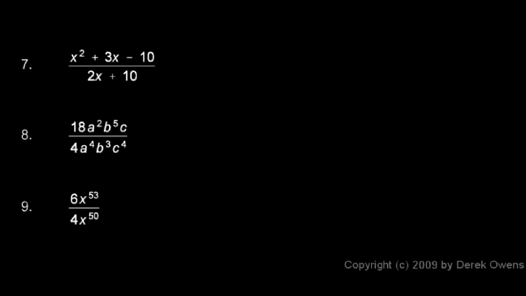Number 7, we have x squared plus 3x minus 10 over 2x plus 10. We need to factor the numerator and the denominator, and the numerator is a trinomial. A lot of times, not every time, trinomials can be factored. And we'll think, what do we need to put up here so that when we do a FOIL, we get x squared plus 3x minus 10?